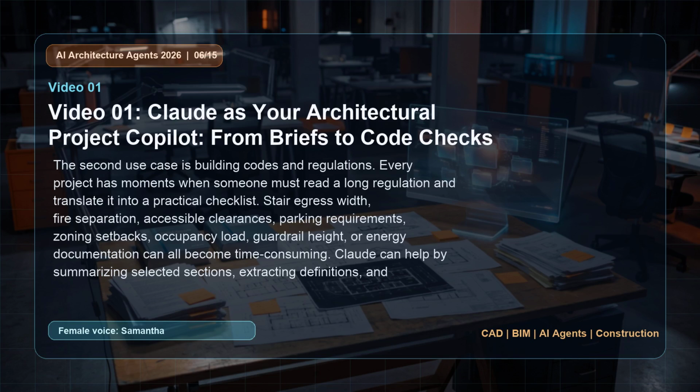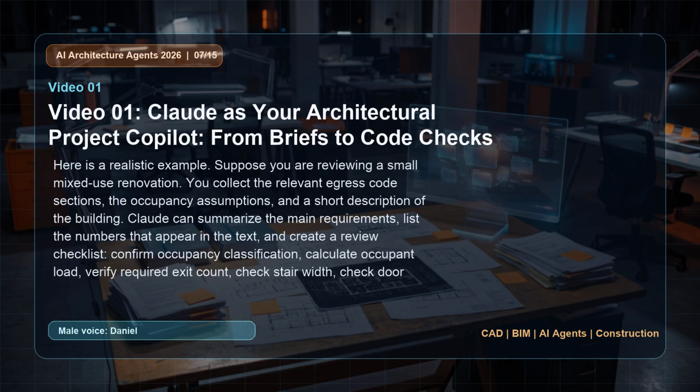You should provide the relevant code text or official excerpts, because building regulations change by location and date. Here is a realistic example. Suppose you are reviewing a small mixed-use renovation. You collect the relevant egress code sections, the occupancy assumptions, and a short description of the building. Claude can summarize the main requirements, list the numbers that appear in the text, and create a review checklist.